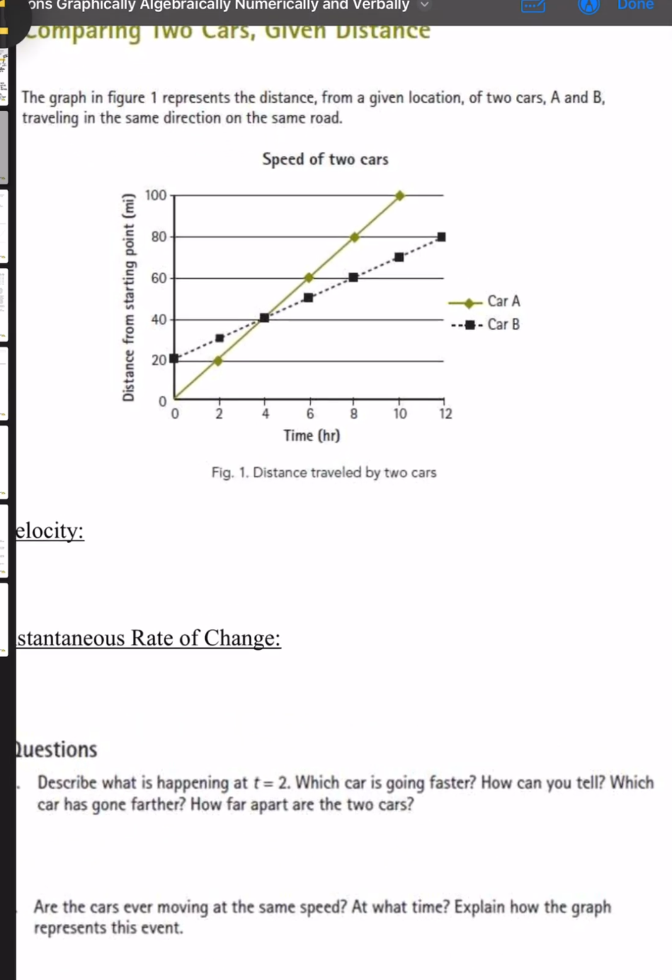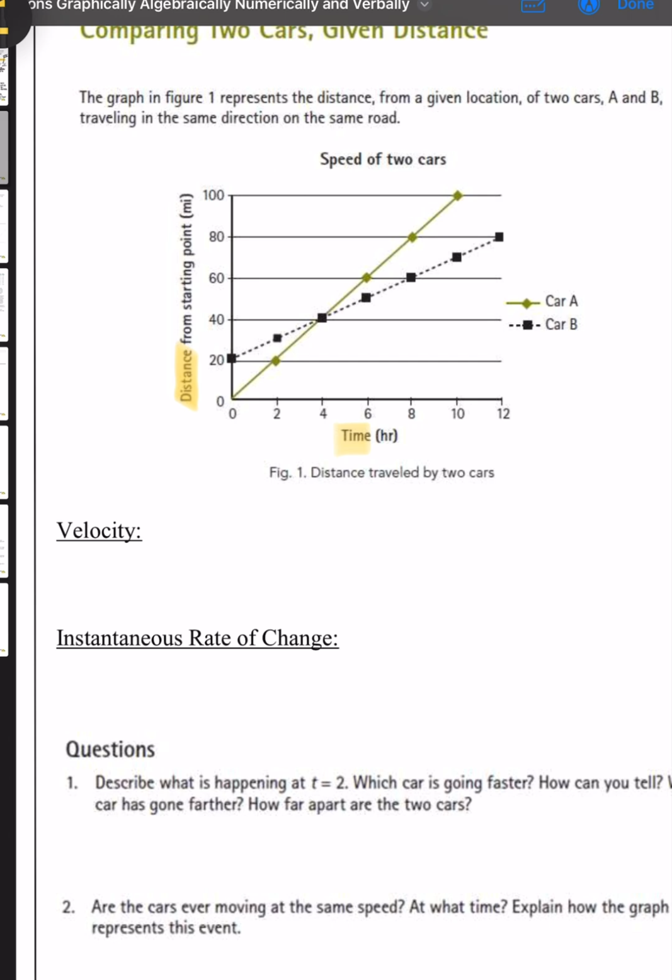And before I even read the questions, I'm going to look at my axes. So I notice that my vertical axis is the distance from the starting point. That's important. And that's in miles. And I notice that my horizontal axis is the time, and that's in hours. And there's a nice key where car A is going to be green and car B is going to be that black line.